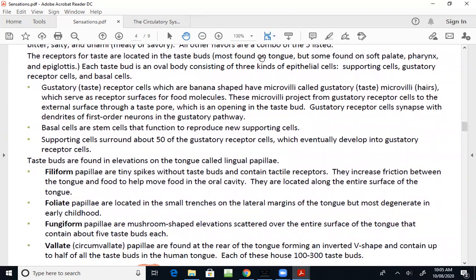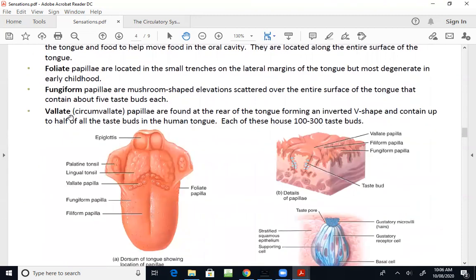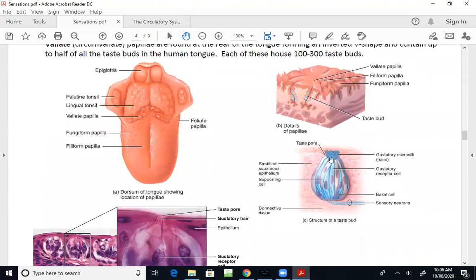Most of our taste buds are found on the tongue, but some are found in our soft palate, which is towards the back of our mouth. That's the upper portion, the roof of our mouth. The pharynx, which is the fancy term for your throat, and the epiglottis, which is a structure that helps keep us from choking. Here's what a taste bud looks like.